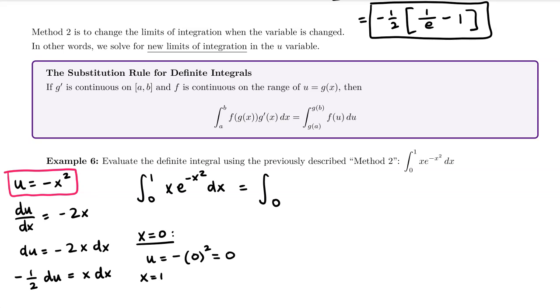And then my original upper limit of integration was x equals 1. So if I plug in u equals negative and then 1 quantity squared, 1 squared is 1 times negative 1 gives me negative 1. And so this is going to equal negative 1. So my new upper limit of integration is negative 1. And then, just like we did previously, I'm going to have e to the u, and then x dx is getting replaced with negative 1/2 du.